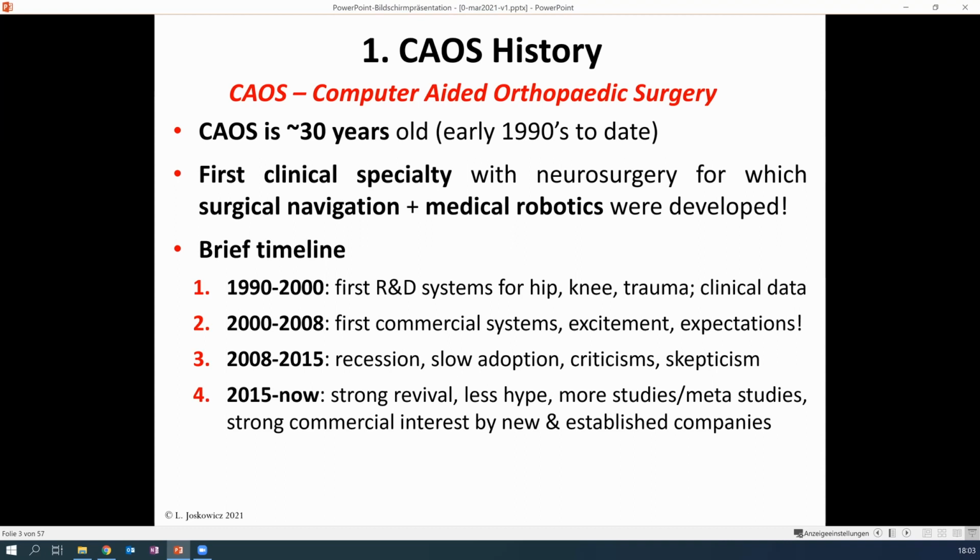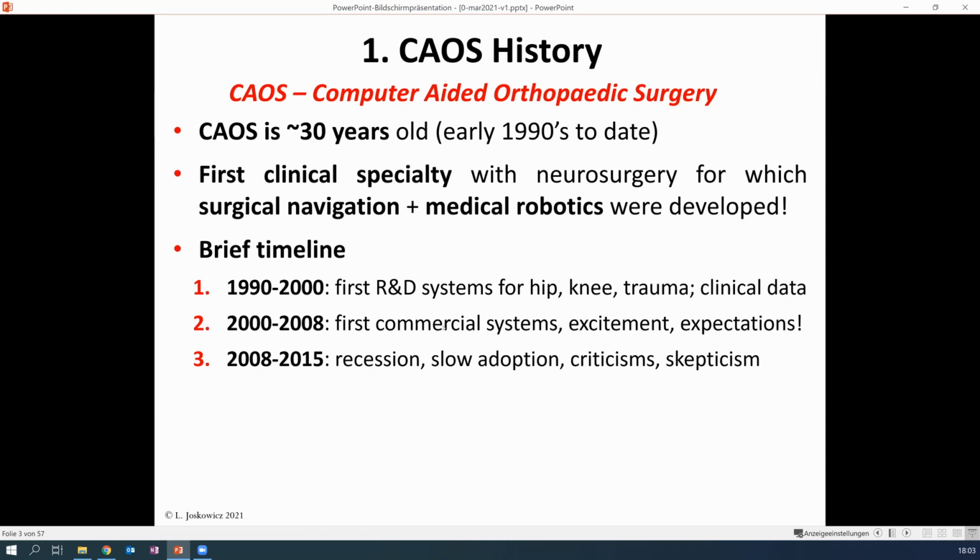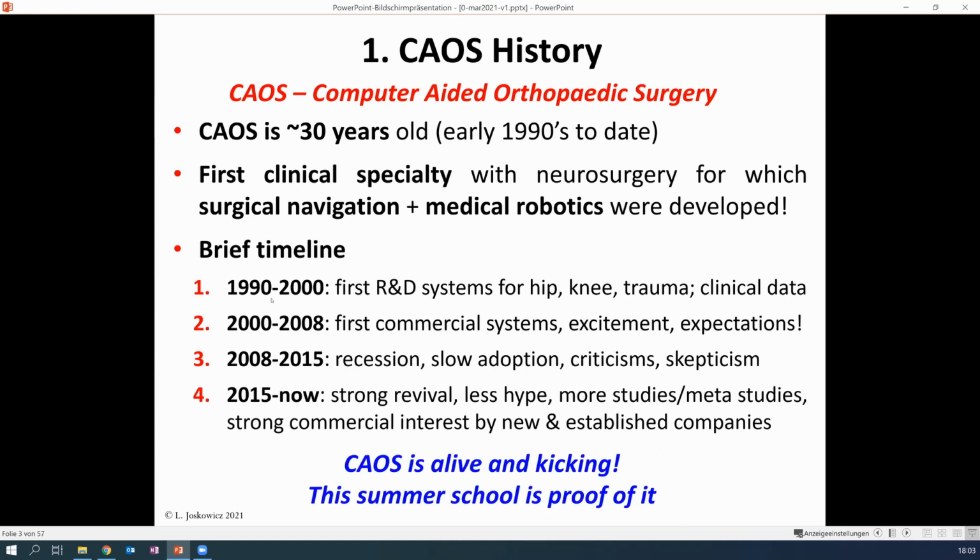And then after that, a very strong revival, as Professor Parat alluded to, in robotics, especially in the US, which was a slow adopter of this type of technologies, or even a non-adopter of navigation and robotics. Suddenly you saw a great interest in those. And nowadays you see less hype, more studies and meta-studies, and a very strong commercial interest. So this is a good time to be in this field. That's the good news about this.